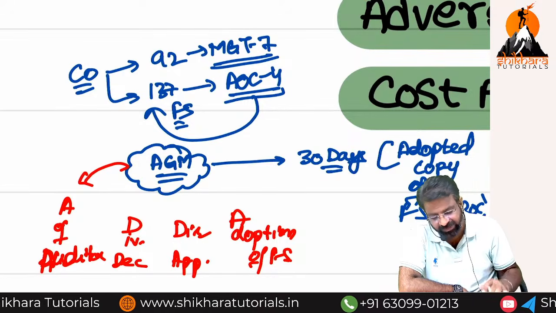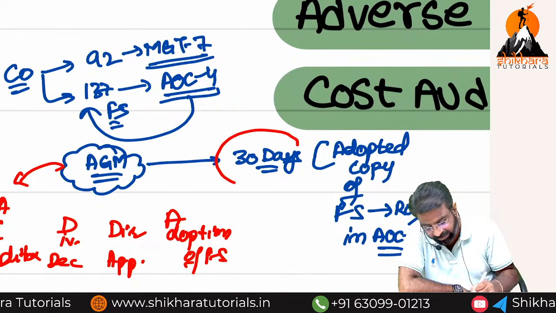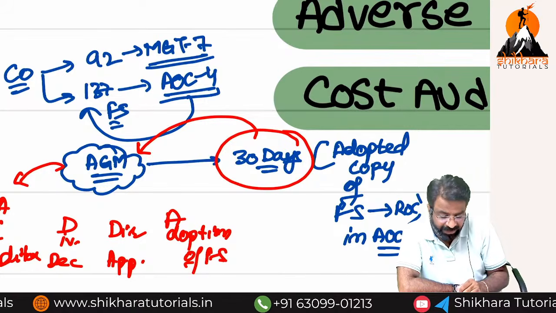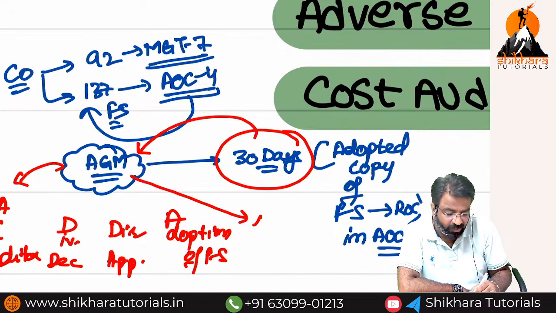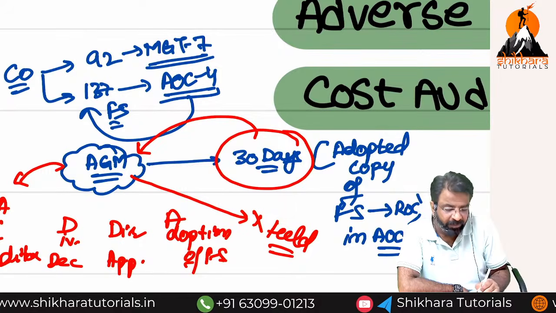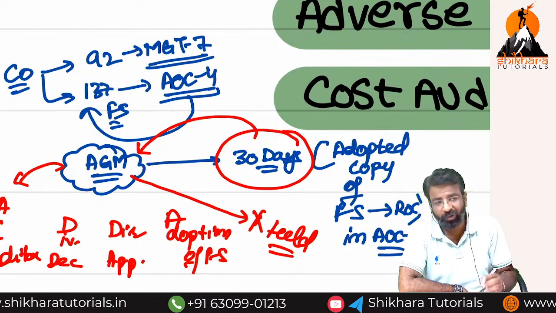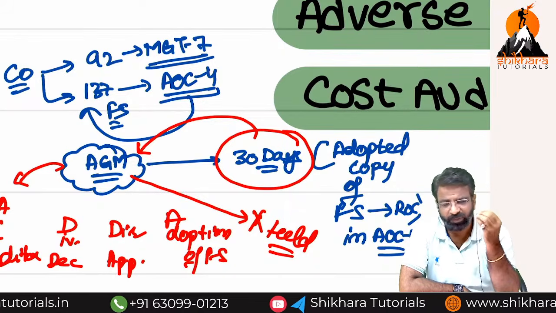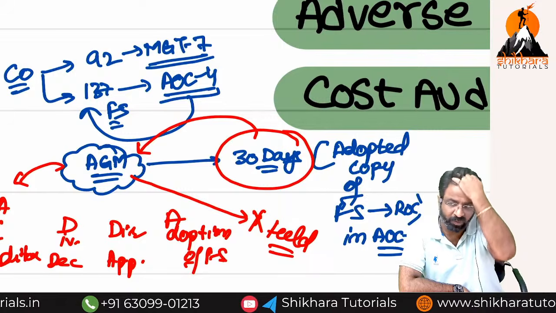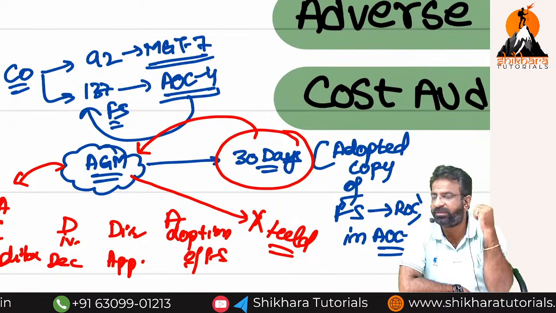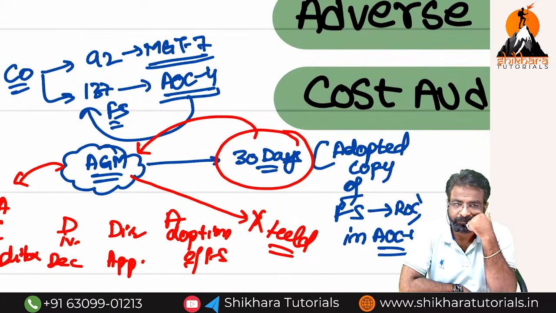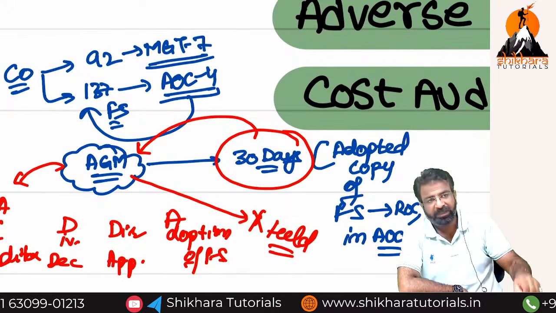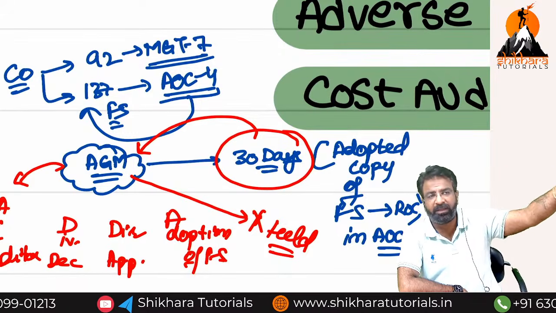Now let's say, for example, the main point starts from here. The 30 days are starting from the AGM. Let's say, for example, the AGM has not been held. The AGM got adjourned, or was not held for want of quorum. What is quorum? Suppose quorum was not present in the AGM. The AGM got adjourned. Now what to do? What do we do now? The adjourned meeting will take place next week, same time, same place.